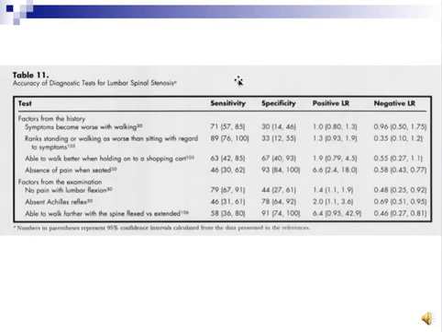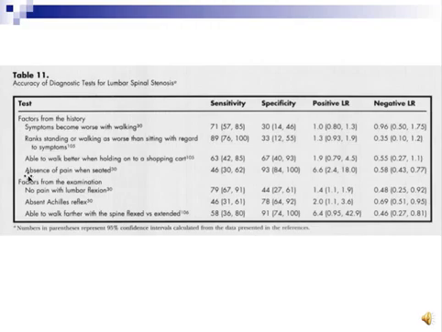So this is a table of different factors from the history: sensitivity, specificity, positive and negative likelihood ratios. We can see different things in the history that may or may not have known specificity and sensitivity with the condition of spinal stenosis. So we have symptoms becoming worse with walking. Walking as a symptom has a sensitivity of 71% and a specificity of 30%.